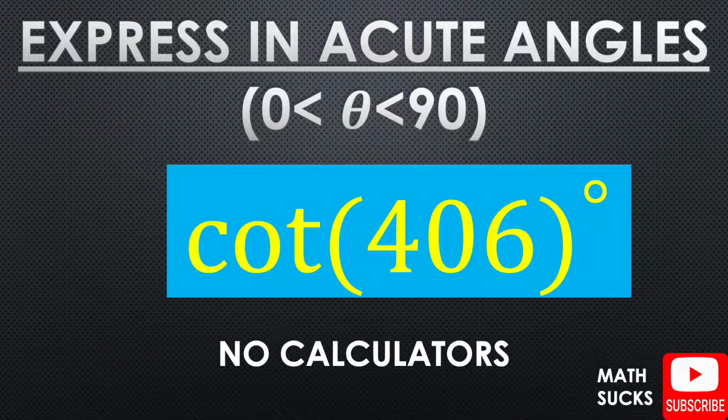So in this video I'll show you how we can convert large angles into acute angles. In this example we have cot of 406 being converted into a corresponding acute angle. The way we do this is first of all knowing what cot is, and we know that cot of an angle theta is the same as 1 over tan of an angle theta. So cot of 406 is going to be 1 over tan of 406.